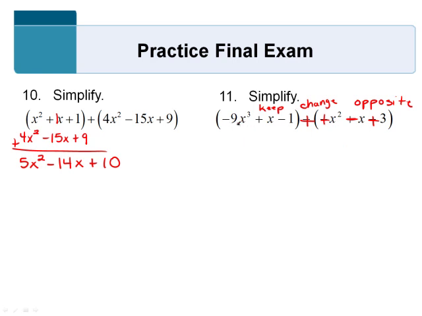The biggest exponent is the x to the third. So negative 9x to the third just comes down. There's no other x cubed. Then the next exponent down is positive x squared. There's no other x squared term, so you just bring that down, plus x squared. Now look at what you have for the x's. You have positive x and negative x. Those cancel out completely. Okay, so be careful there. And then we have negative 1 plus 3 would give me a positive 2. So that would be your answer there.